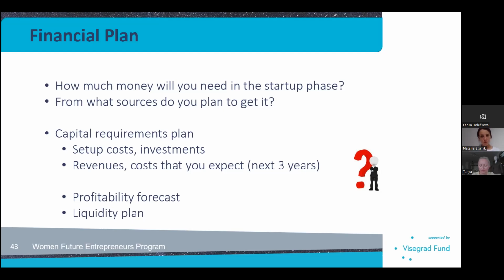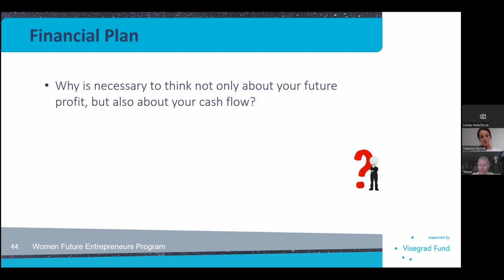It's a very long time, I know, and we really don't know what to expect in such a long time. But it's fine to outline a financial projection within the next 3 years. And we can think about our profitability forecast and also liquidity plan. And regarding the liquidity plan, my question is, and today we answered this question, in fact: why is it necessary to think not only about your future profit, but also about your cash flow?